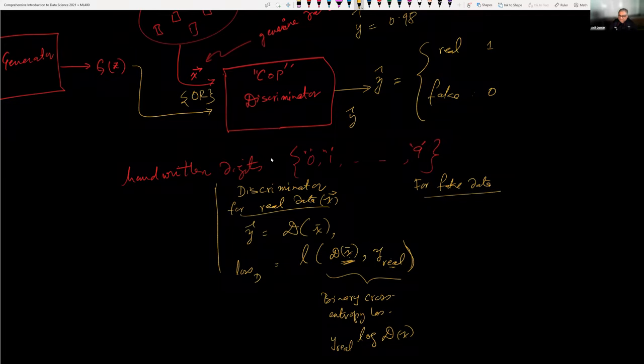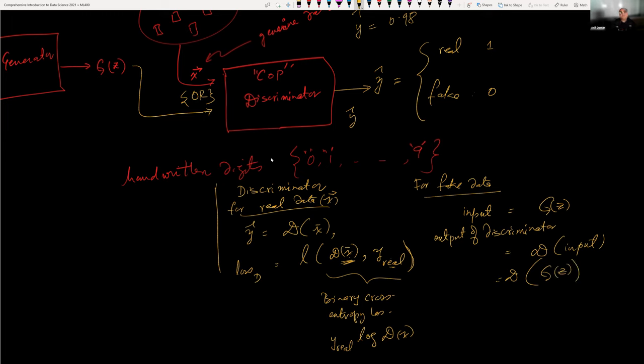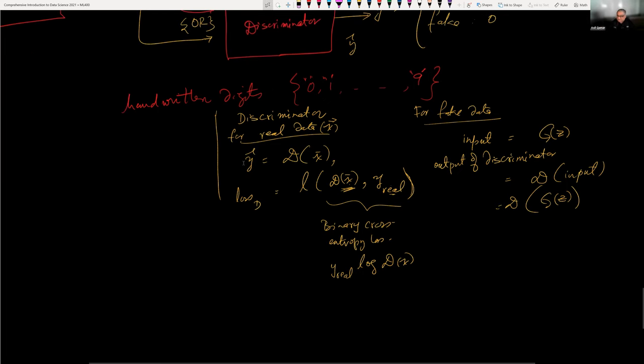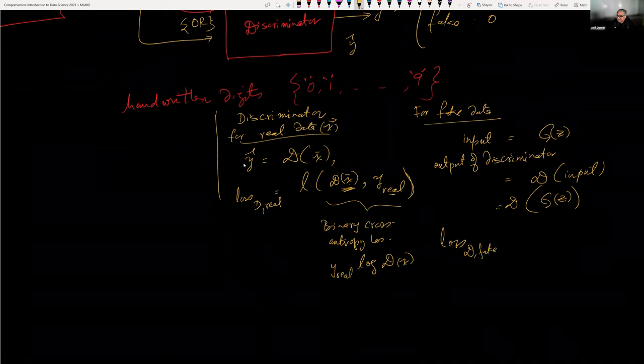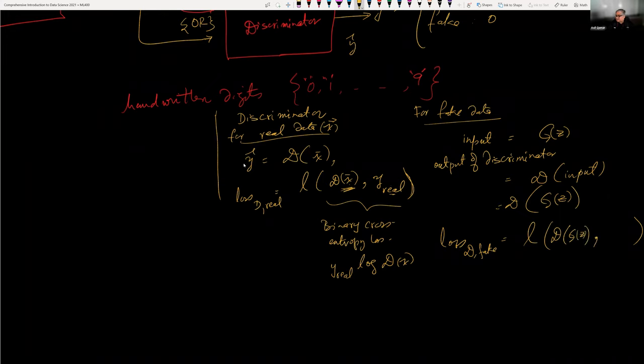For fake data, what do you want? Fake data, what is the input? Input is coming from the generator, right? Input is G of z. So the output is basically D of input, and so it is equal to D of G of z. Isn't it? So what do you want? If you want to do the loss part here, let me call it the loss of the discriminator on fake data. What do you want to minimize? You want to minimize D of G of z and compare it to what? It should be very close to what? Y fake. It should be able to tell that this is fake, isn't it?